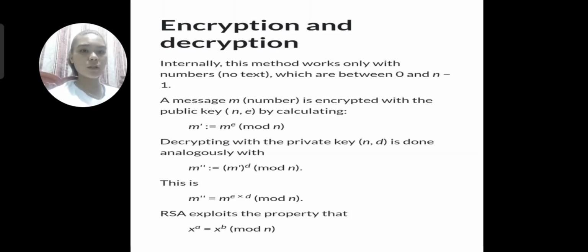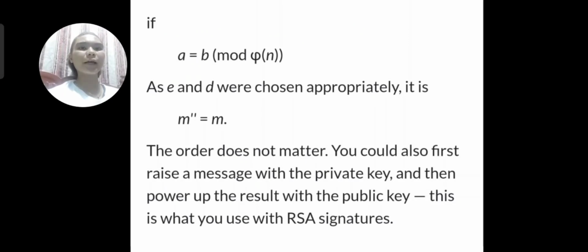RSA exploits the property that x raised to a equals x raised to b mod n if a is congruent to b modulo phi(n). As e and d were chosen appropriately, it is m equals m. The order does not matter. You could also first raise a message with the private key and then power up the result with the public key. This is what you use with RSA signatures.